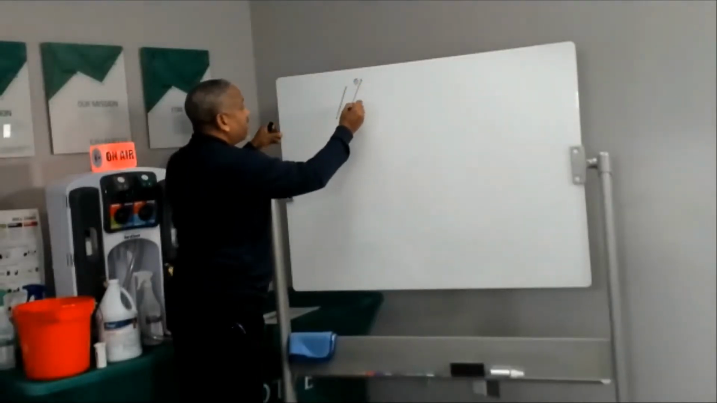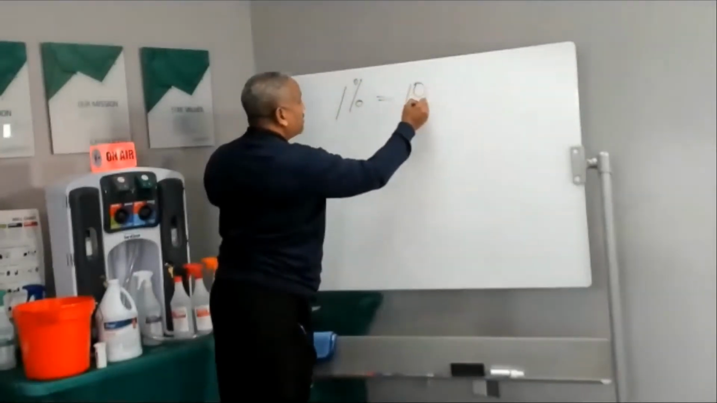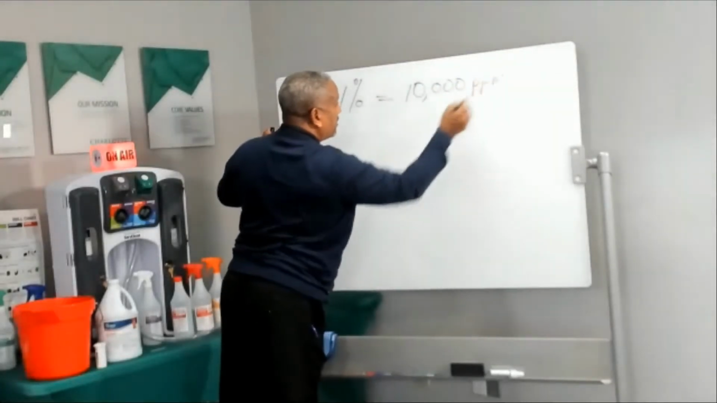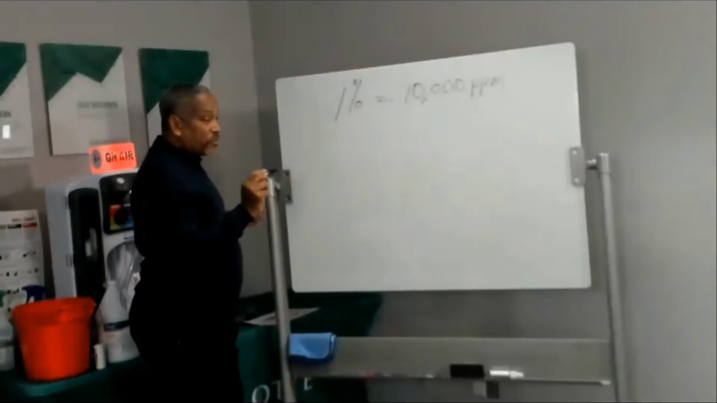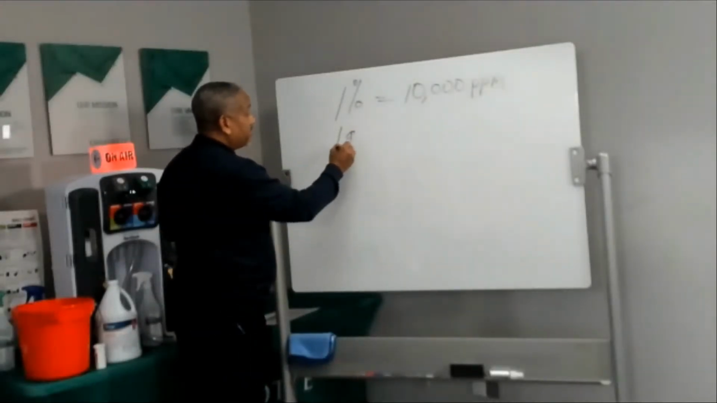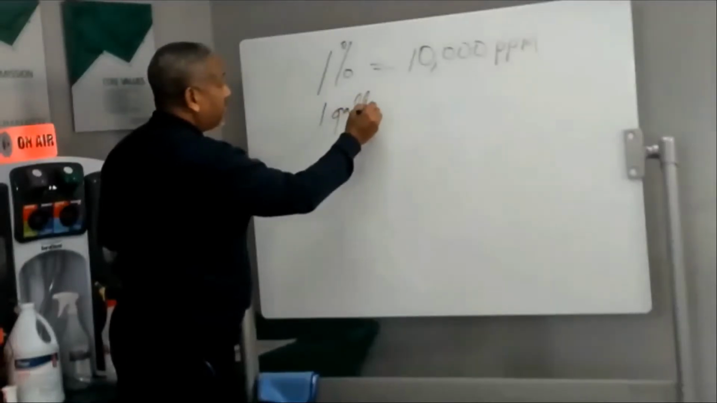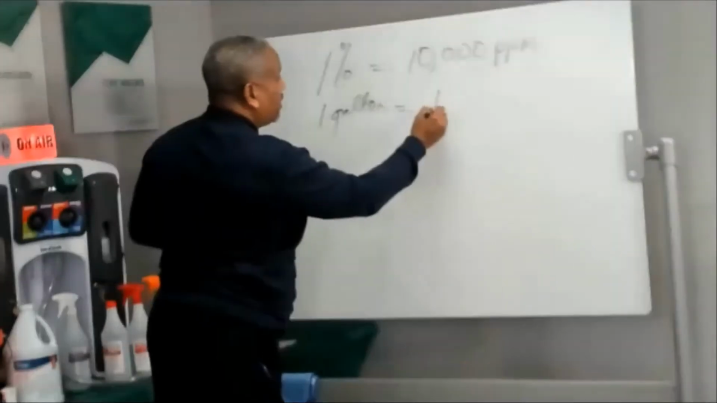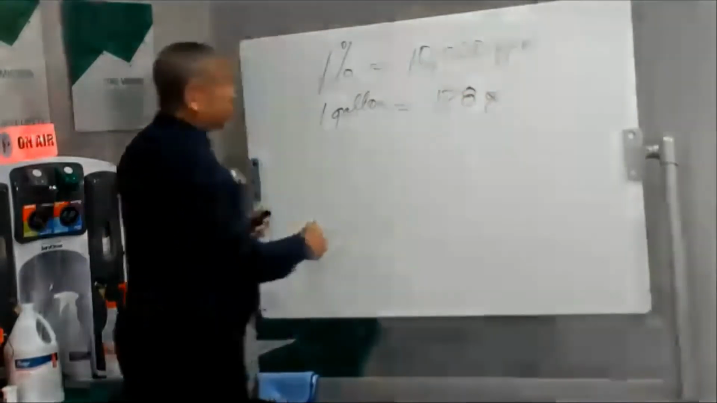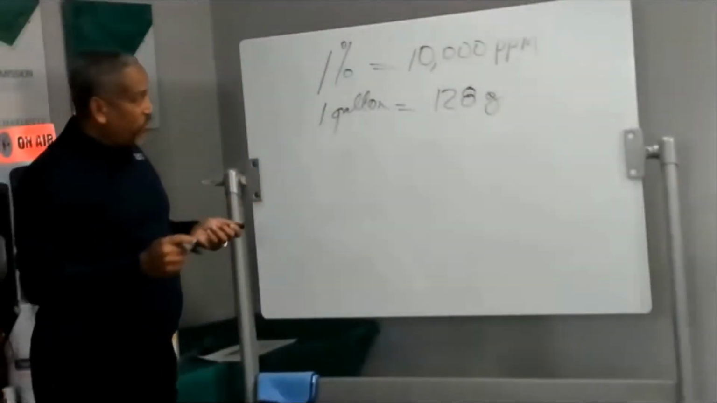1% is equal to 10,000 ppm. That's critical. We must also know, and I think most of us do know, that 1 gallon is 128 ounces. So those are critical things that we must know.